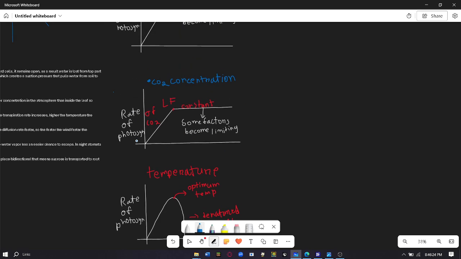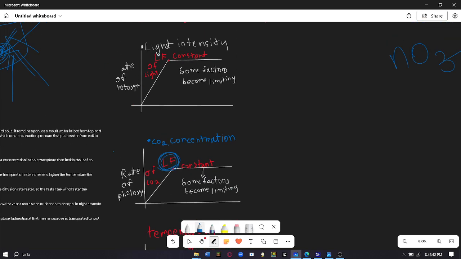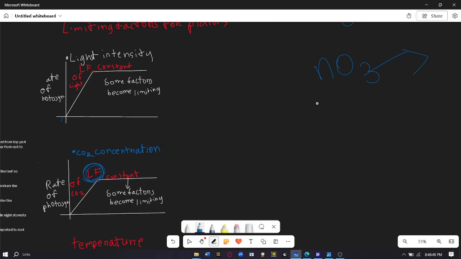Then we have the CO2 concentration graph. The CO2 concentration graph is a sort of straight line and it's constant. The point where it becomes constant right here is called the limiting factor, where everything begins. Where it's constant basically means all the other factors become limiting. This is all you gotta know. The same goes for light. And this is the rate of photosynthesis. It increases and it just becomes constant due to limiting factors.